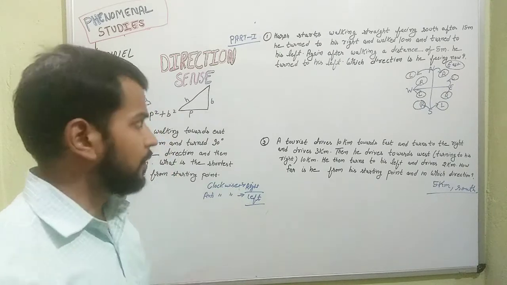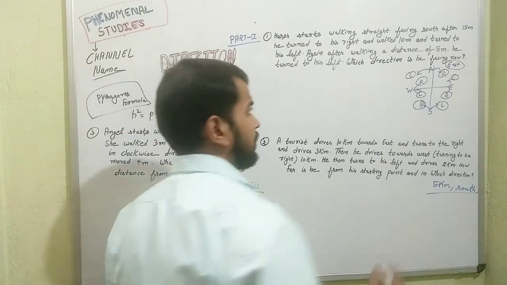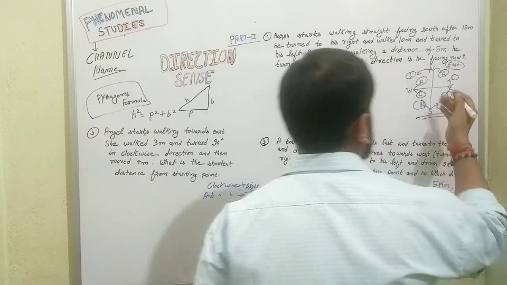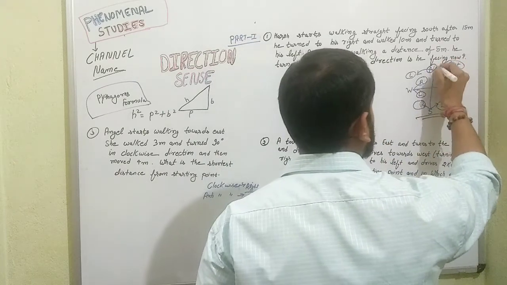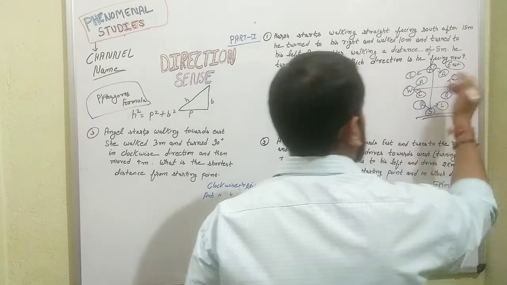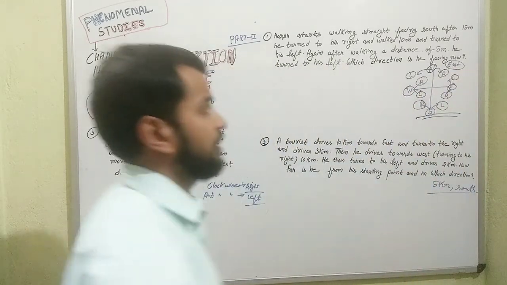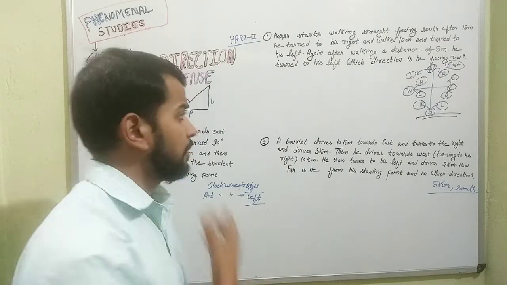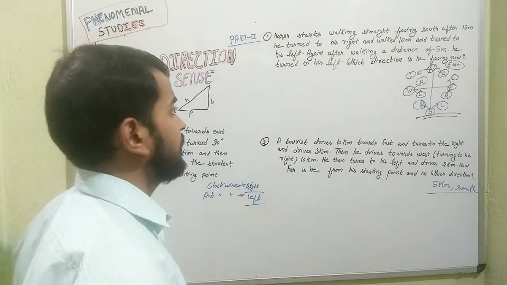So the concept is quite clear. You can see here I have drawn a figure. It is north, east, west, and south, and the left and right alignments are clearly shown to you. So let's start making it.